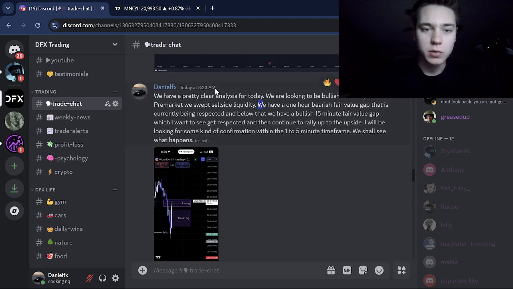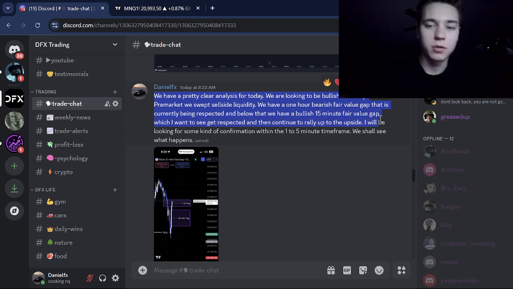As you can see right here, 8:32 in the morning, we have a pretty clear analysis for today. We're looking to go bullish. Pre-market, we swept sell side liquidity. We have another bearish fair value gap that currently is being respected. Below that, we have a 15-minute bullish fair value gap, which I want to see get respected, then continue to rally up to the upside. I will be looking for some kind of confirmation between the 1 to 5 minute time frame. We shall see what happens.